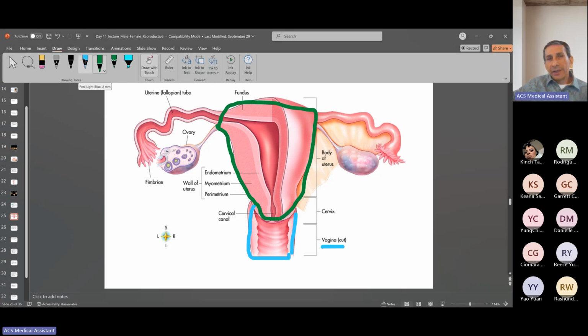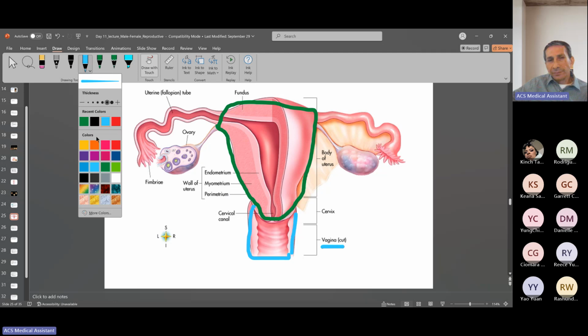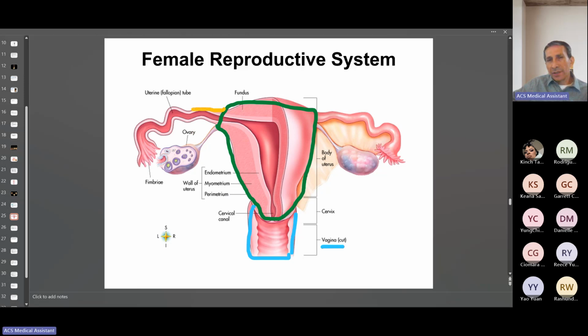Now, right here, we're going to see the fallopian tubes. These ones are the fallopian tubes, the whole thing. So we have two fallopian tubes, one to each side of the uterus. These are the ovaries, one on the right, one on the left.